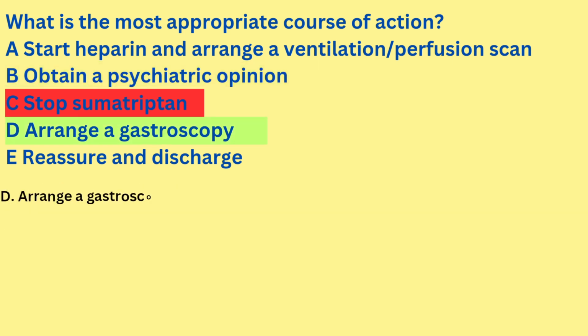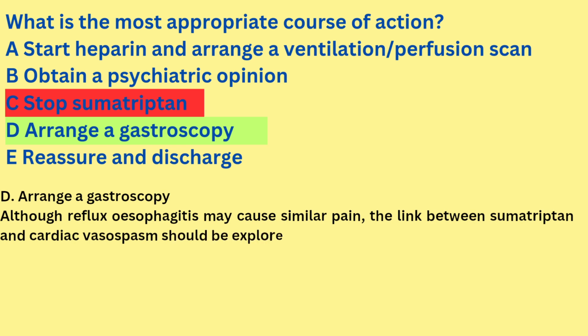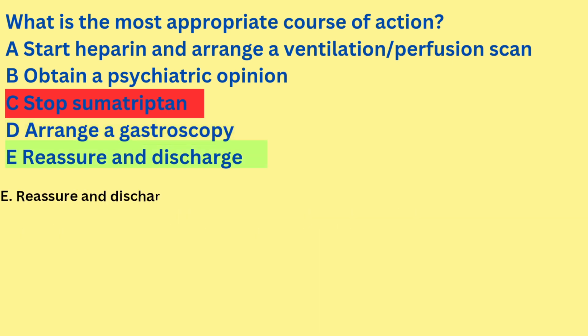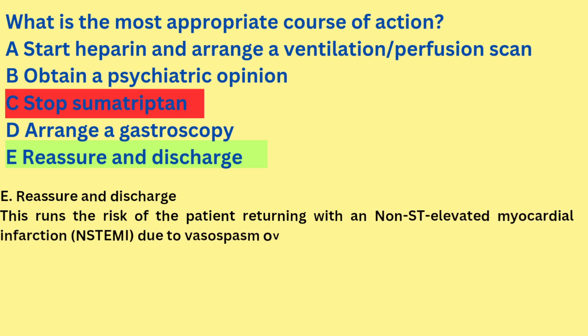D. Arrange a gastroscopy. Although reflux esophagitis may cause similar pain, the link between sumatriptan and cardiac vasospasm should be explored first before considering gastroscopy. E. Reassure and discharge. This runs the risk of the patient returning with a non-ST elevated myocardial infarction, or STEMI, due to vasospasm over the next few months.